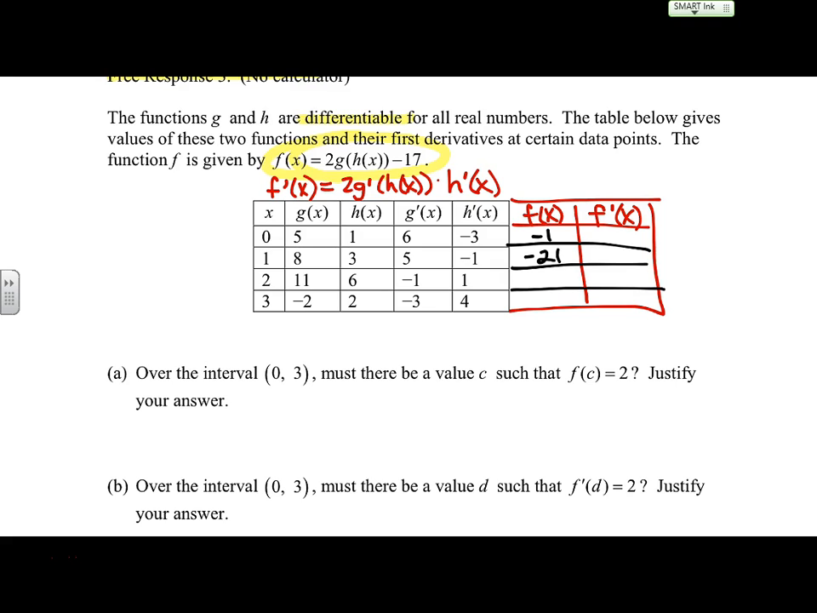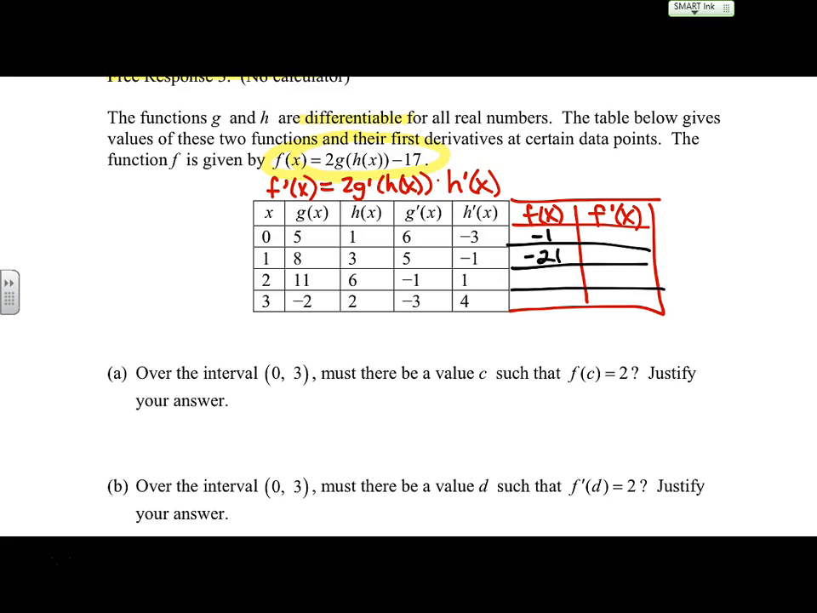H of 2 is equal to 6. G of 6. That's no fun. Hold on. H of 2 is equal to 6. G of 6 is not on the table. You basically just need 0, 3 for this entire column. Oh, must there be. Sorry, 0 to 3. I wasn't even paying attention. Must there be a value?